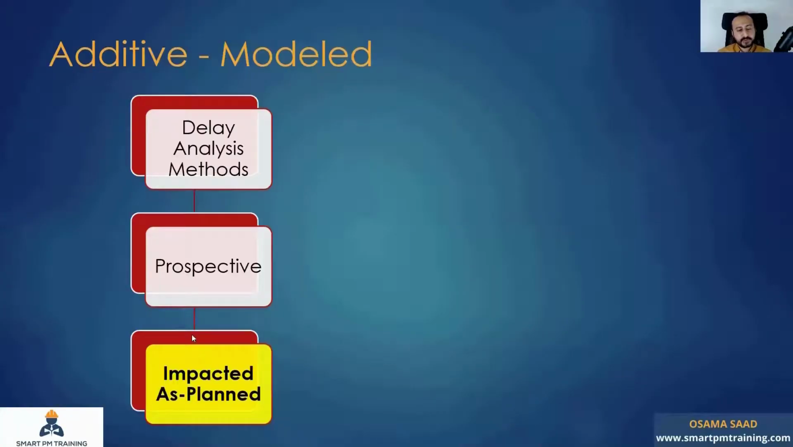The first method we will talk about is the impacted as planned. It's an additive method. It's modeled because I'm adding additional activities. The procedure is to add activities, which is a fragment to represent the additional work I'm going to do or the additional impact I am having in the program or in the project. But I'm adding this into the baseline itself.